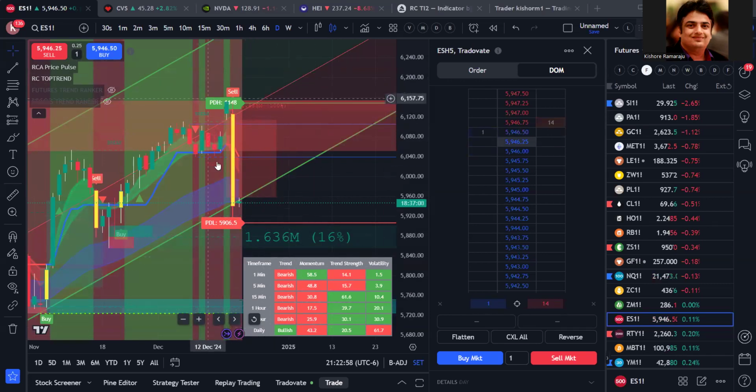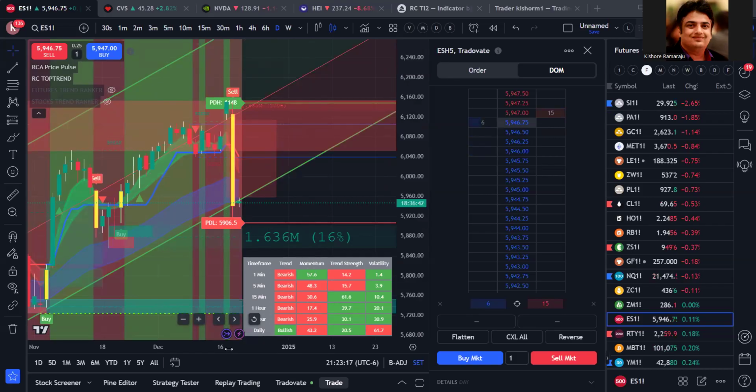If this is red, this is red, that is red, so everything is red, you can confidently short it. If everything is green, your clouds are green, background is green, this trend is green, momentum is green, you go and confidently take a long position. 90% of the time we'll make profits, right?